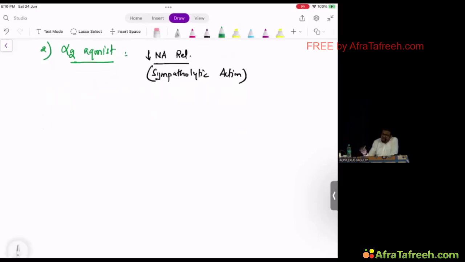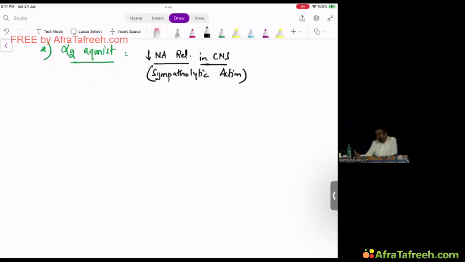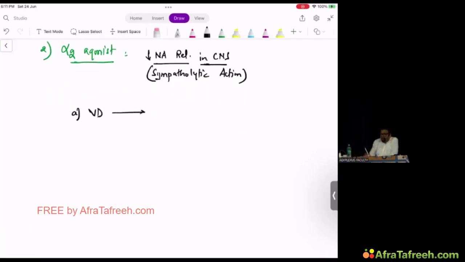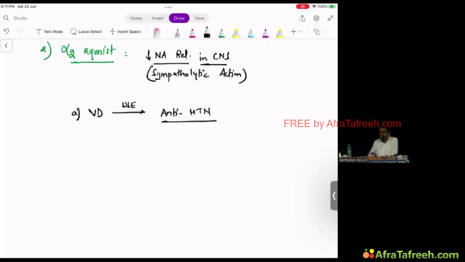There are several drugs in this category. Now you see, NA release decreases in CNS, and there are several effects. Number one, what happens to blood vessels? Vasodilation. Vasodilation will be used as which effect? Antihypertensive. When NA decreases in CNS, the first effect that happens is vasodilation. Sympathetic activity decreases, blood vessels dilate, antihypertensive.